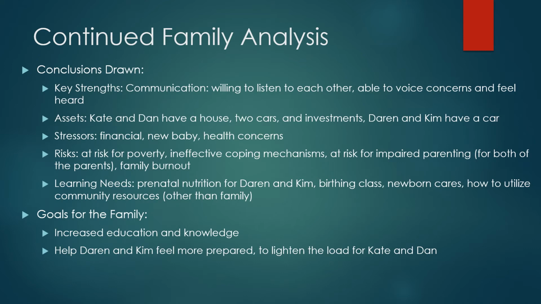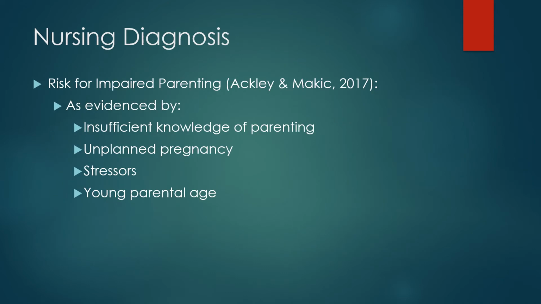Goals for the family, I would say: increased education and knowledge, to help Darren and Kim feel more prepared to lighten the load for Kate and Dan. The nursing diagnosis I chose was risk for impaired parenting as evidenced by insufficient knowledge of parenting, unplanned pregnancy, stressors, obviously a lot of stressors going on, and young parental age, they're both 18.